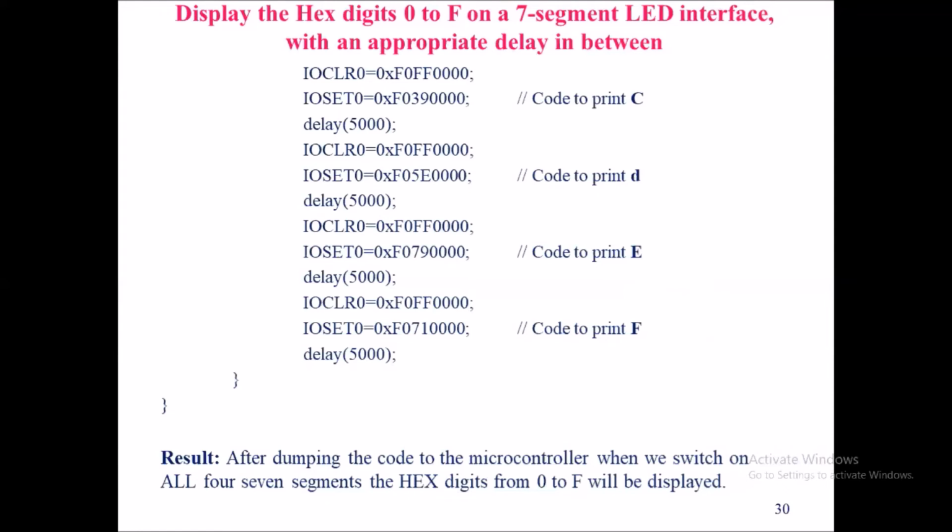So when we switch on all 4 seven-segment displays, there is an on and off button, as I have shown you previously. If you switch on all these 4 seven-segment displays, then the hex digits from 0 to F will be displayed. In the next video, the second video, I will show you the execution, where you can see how the hex characters are displayed in all the 4 seven-segment displays.